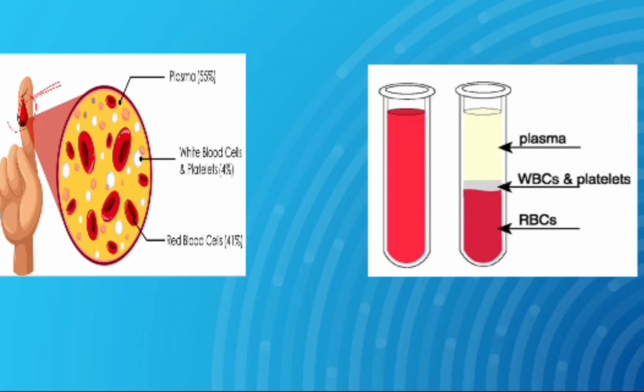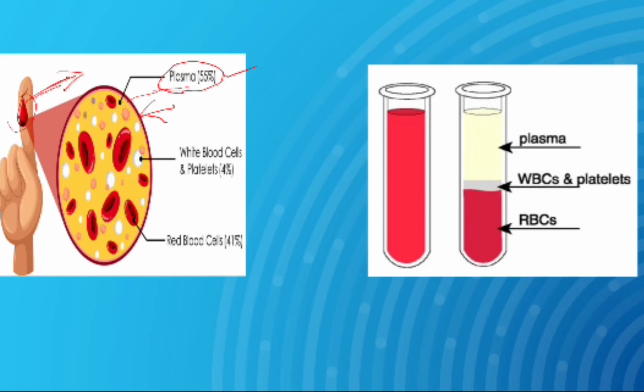Now if you see this drop of blood under a microscope, this is how it appears. Amazing, right? You see so many different components suspended in this blood. Okay, now let's see what these components are. You see this yellow colored substance, which is the major part of the blood, nearly 55%. We call it plasma.